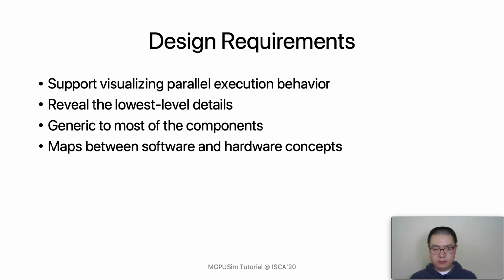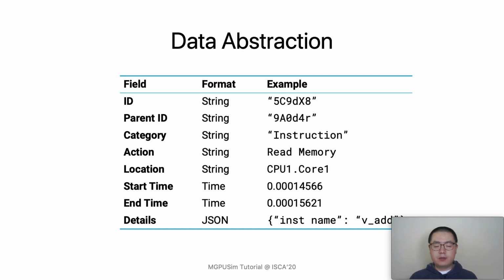so that it can help us analyze performance issues and performance bottlenecks. So as a first step, we design a data abstraction, a simple data structure that can capture most of the execution details in a simulator. First of all, we summarize everything as a task. For example, an instruction execution is a task. If the core needs to access the memory, then the memory access is a task.